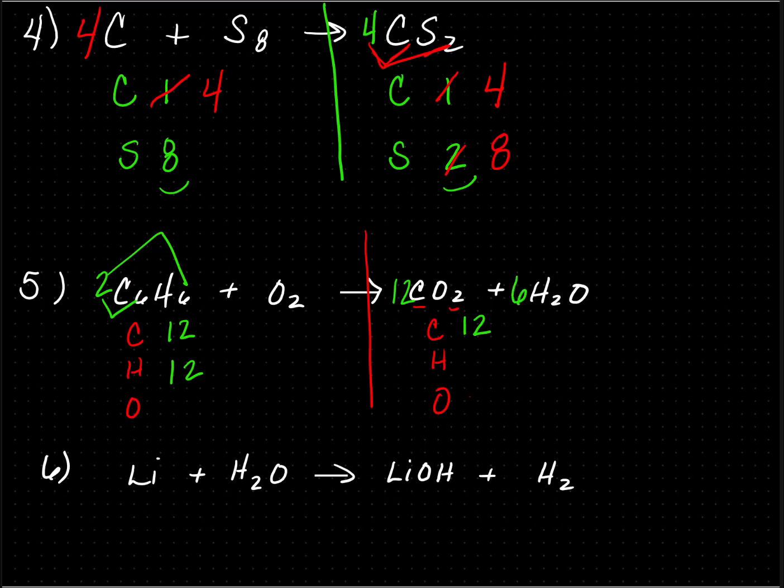Now I'm going to balance the oxygen. 12 times 2 is 24, separated by a plus. 6 times 1 is 6. So this is going to be 30. So there's 30 total oxygens. To get 30 total oxygens here, I need a coefficient of 15. So 2, 15, 12, 6.